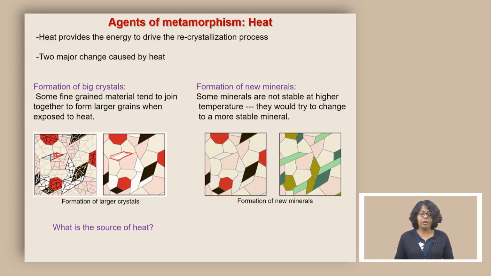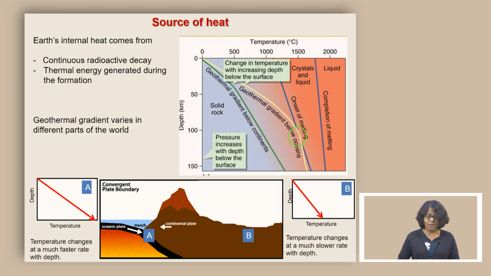Now, the question is, when we are talking about heat as being one of the major agents of metamorphism, it is important to notice what the natural source of heat is. The natural source of heat in the earth comes from the interior of the earth, and the interior of the earth gets its heat from the continuous radioactive decay, which are long term radioactive decays, which release heat as the reaction progresses. The second one is the thermal energy generated during the formation of the earth. So, both of these are the major sources of heat of the internal part of the earth.